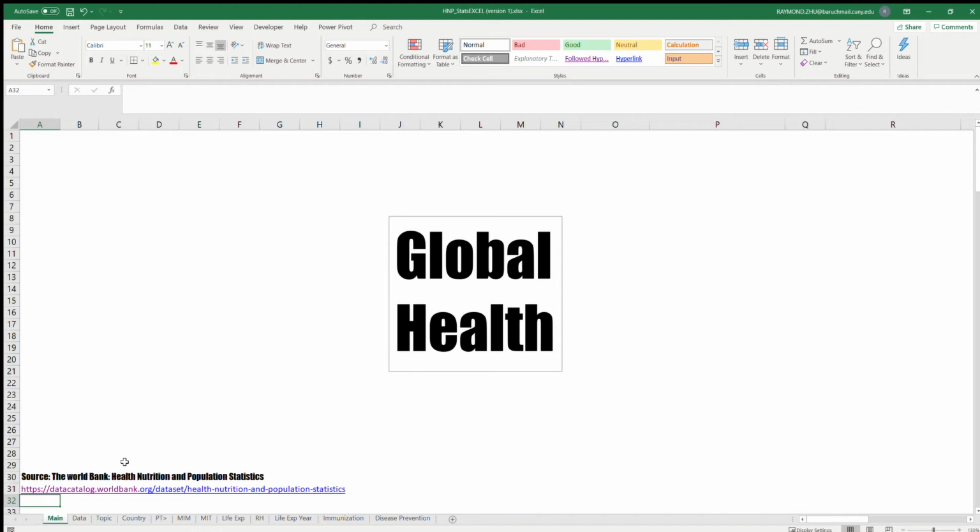So for the purpose of this research, I would like to focus on three areas. First is the reproductive health, followed by life expectancy and disease prevention.